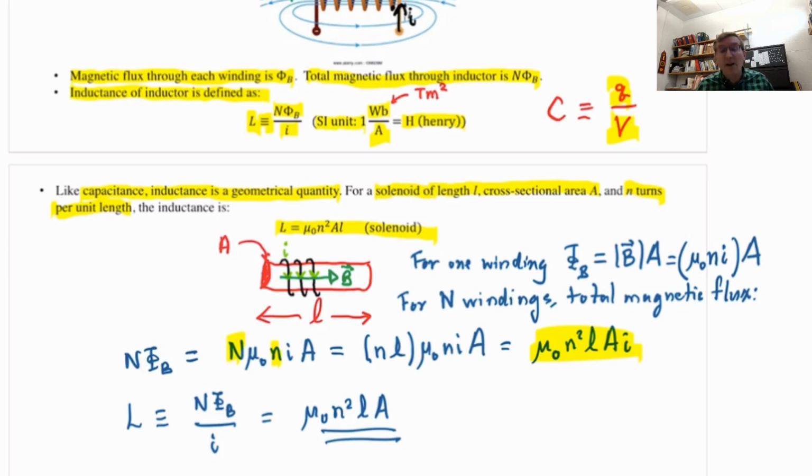So if we do have a solenoid for our inductor, and we want to know how much inductance in henries that solenoid has, I would plug in the numbers for mu0, little n, length L, and cross-sectional area A in meters squared. Okay? All right.